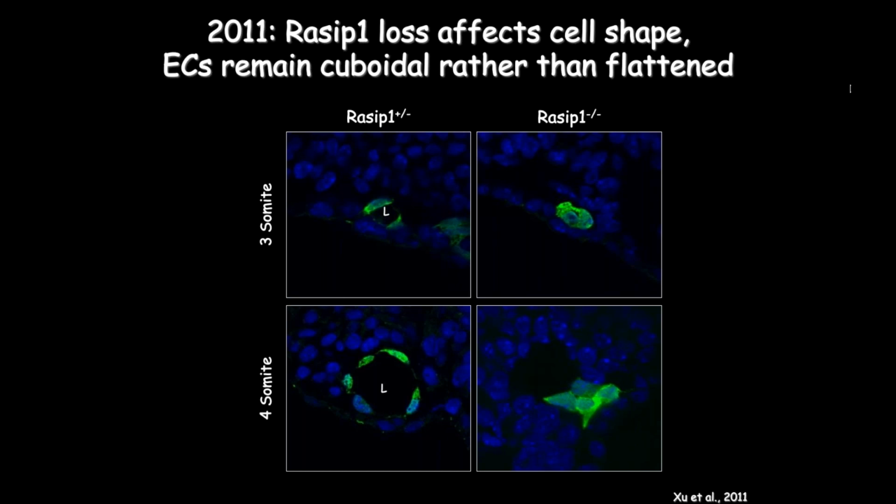And so what we did to test this, we took these VEGF receptor 2 null mice that have no endothelial cells, and we took a look at that hole, and it appears.